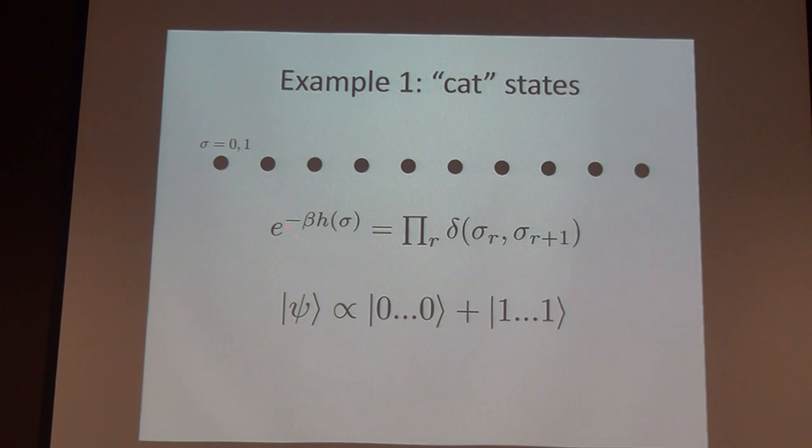Then the resulting square root state that you obtain is simply this cat state: 0, 0, 0, 0, 0, plus 1, 1, 1, 1, 1. That's completely trivial.